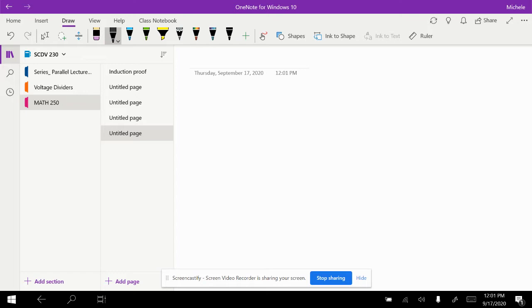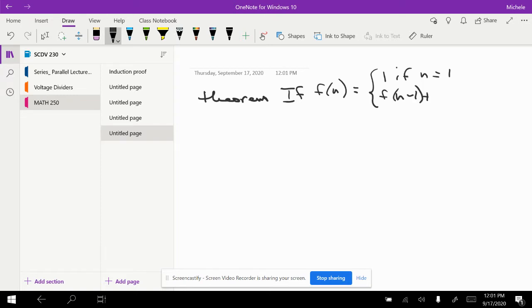All right, so we're going to do another proof. So this one, our theorem is that if f of n equals 1 if n equals 1, and f of n minus 1 plus k for n greater than 1, then f of n is equal to k times n minus k minus 1.